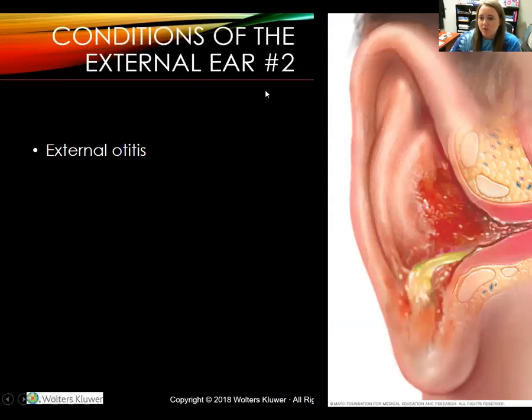And then we have external otitis. A lot of people know this as swimmer's ear. Obviously, it's just inflammation of the external ear, and it could be caused by staph and pseudomonas or fungal infections. A lot of times it's because of exposure to water, and there are different bacteria and pathogens in water. This can cause pain and tenderness, discharge. We might start seeing some nasty discharge coming out. Edema, redness, pruritus, so itching, and a feeling of fullness in the ear.